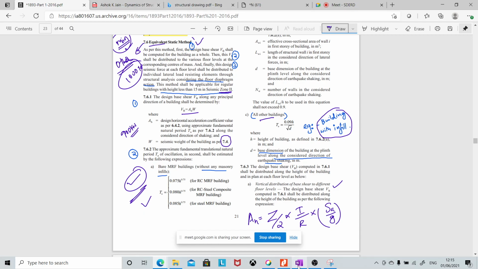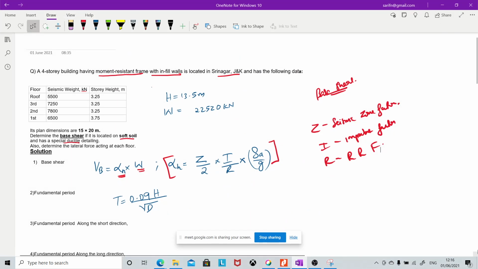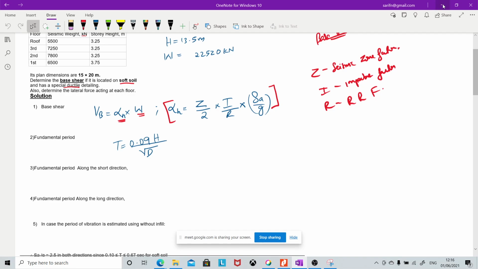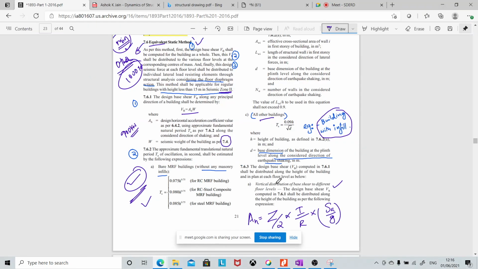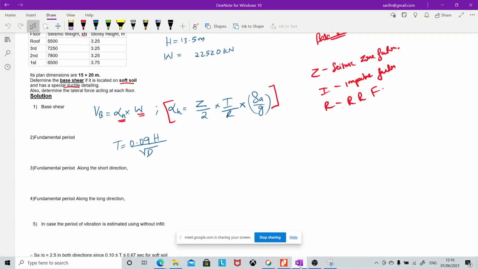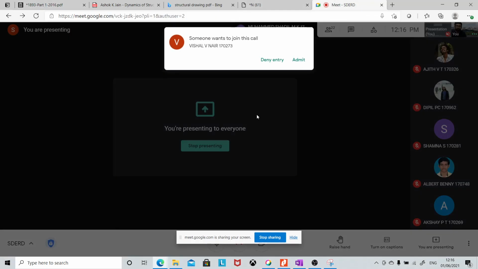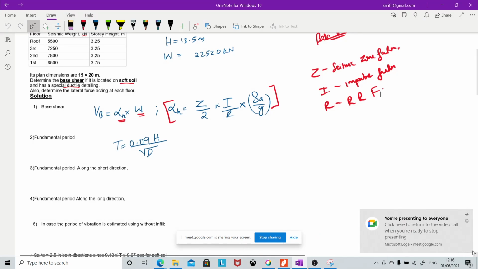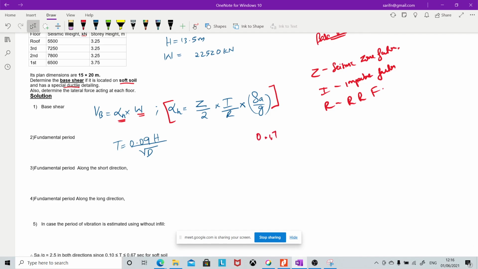So we will try to solve this problem. This is what we are having. One more formula for time period was there, that is 0.075 into h raised to 0.75.